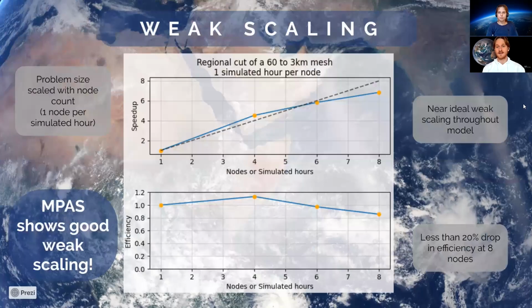Now on the weak scaling side, where we didn't have a fixed problem size but increased the problem size with node count, we did 1 node per simulated hour. We see near-ideal weak scaling throughout from MPAS, and less than 20% efficiency drop at 8 nodes. All of this shows that MPAS doesn't only show good strong scaling, but also good weak scaling.